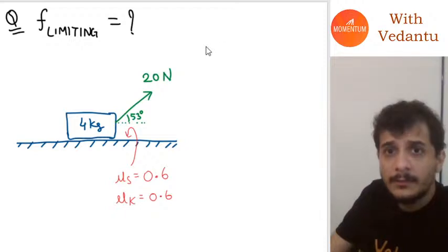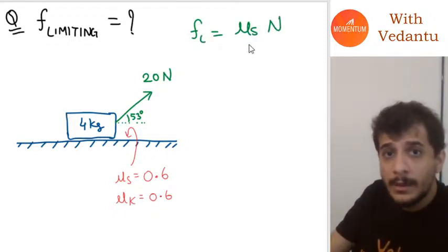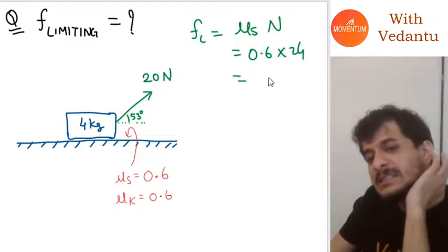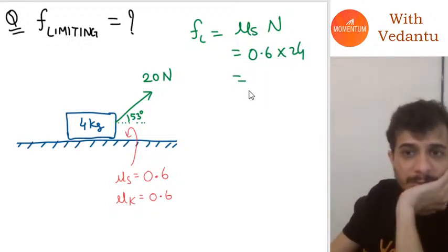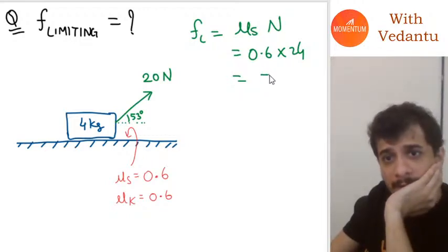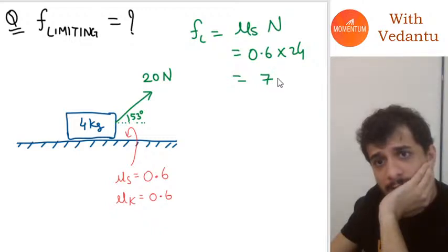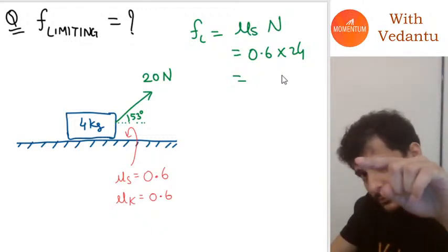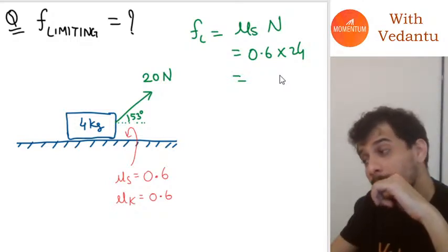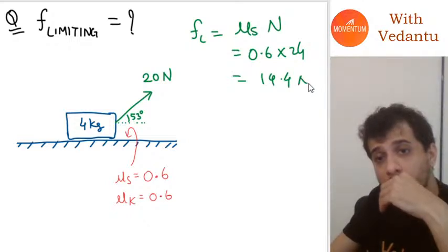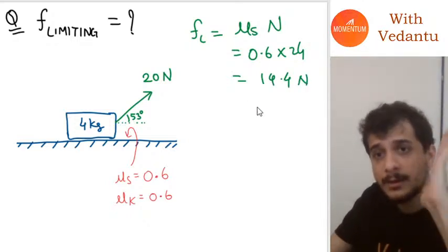Yes, the limiting value of static friction will be F limiting equal to mu s into N. That will be 0.6 into 24, which is 14.4 newtons. Yes, 14.4 newtons. Correct.